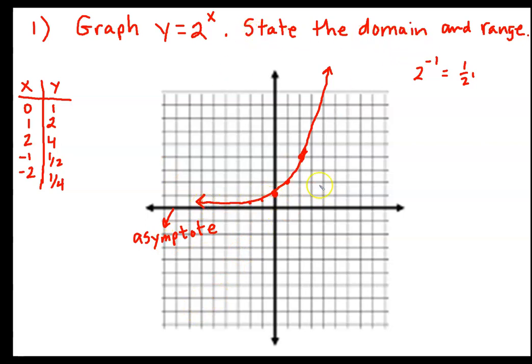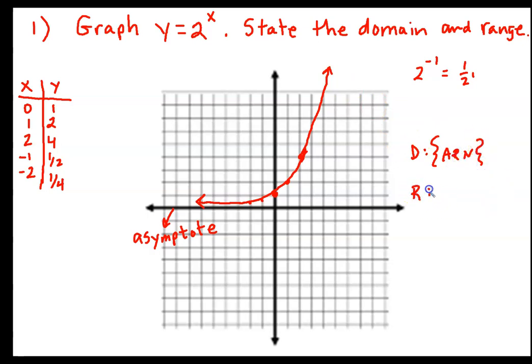Well, the domain, as you can probably see, is going to be all real numbers. We're going to be forever going left on the x-axis, and that's also going to be true as we move to the right and up. So it's always true. It's going to be all real numbers. And for now, you can just state it like this.